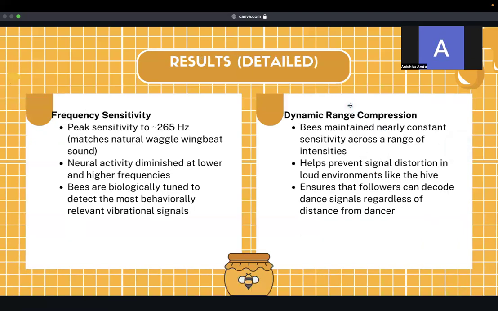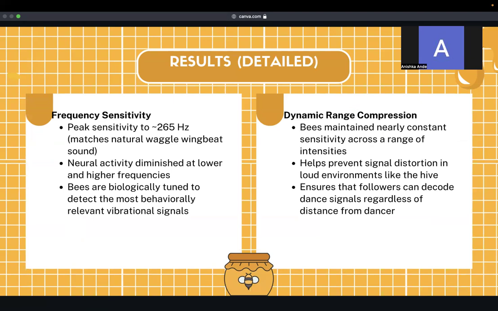So frequency sensitivity: the peak sensitivity is 265 hertz, which matches the natural waggle wing beat sounds. It also shows that neural activity is diminished at lower and higher frequencies. And bees are biologically tuned to detect the most behaviorally relevant vibrational signals.